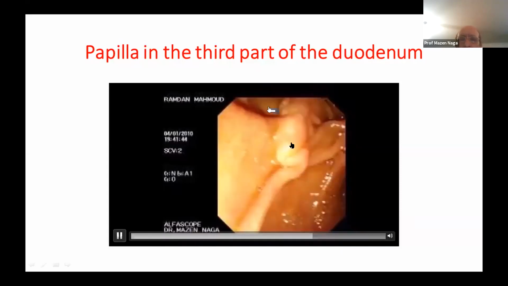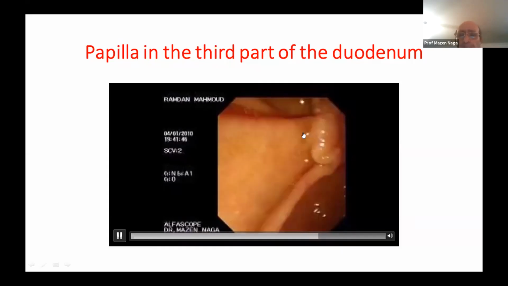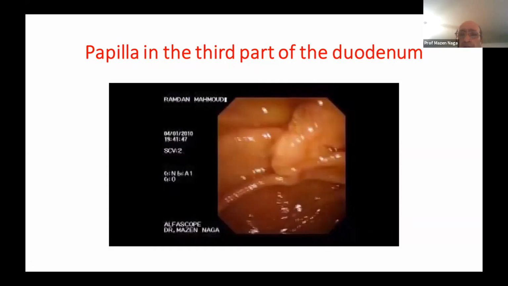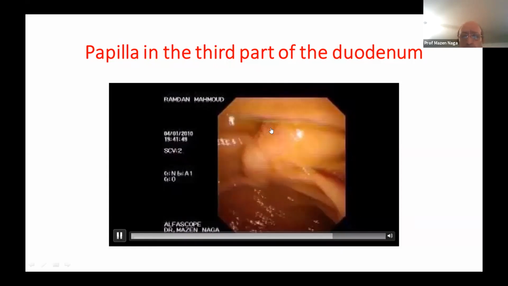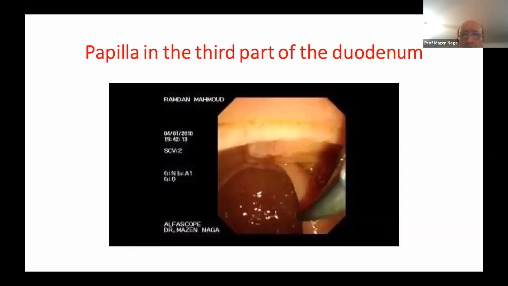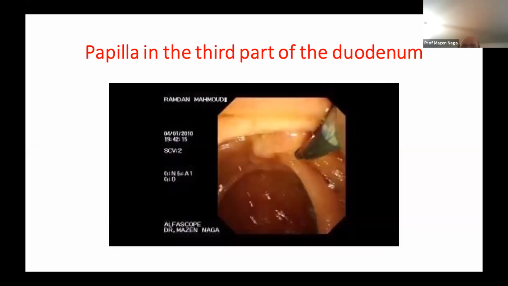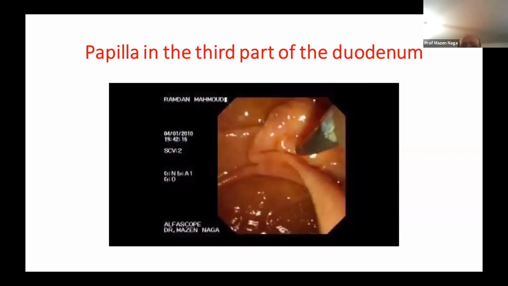Now here is the papilla, here is the frenulum below. The orifice is here. As we see, the position is not very easy to cannulate. We get the sphincterotome out, and then we bow the sphincterotome to be able to catch the orifice of the papilla, because if it is straight, we will not be able to get inside.